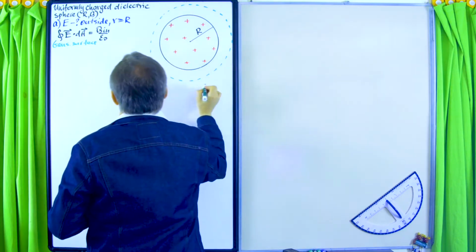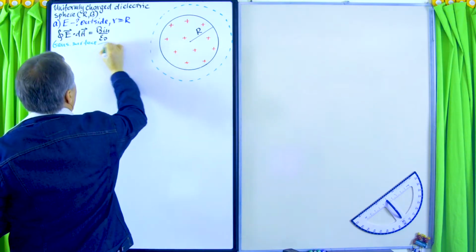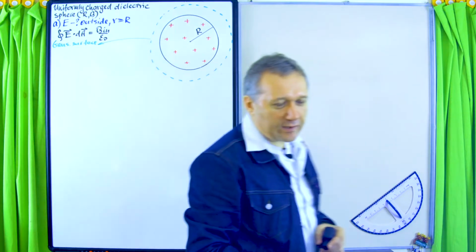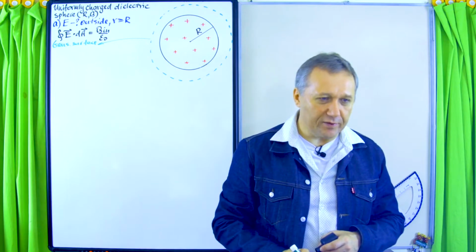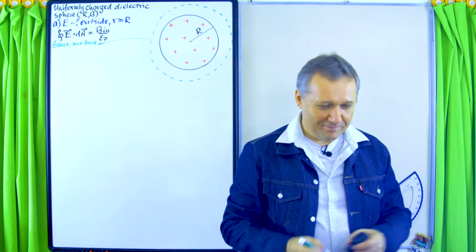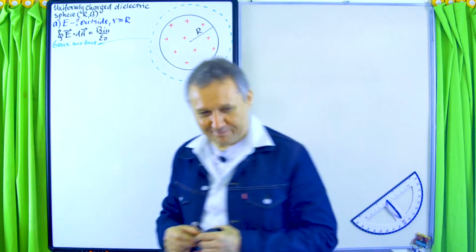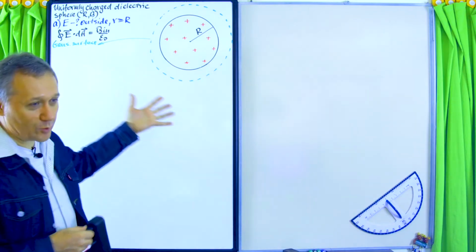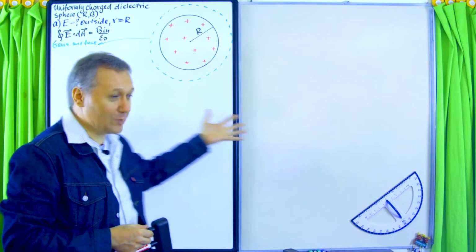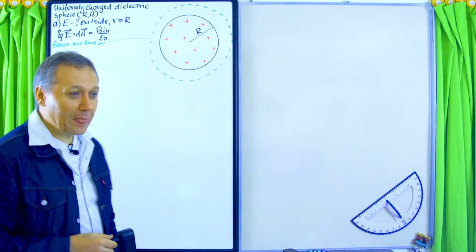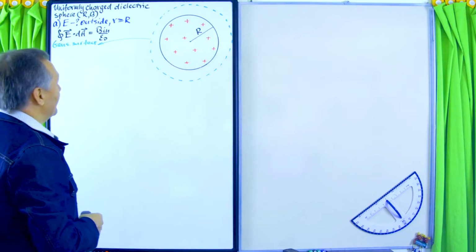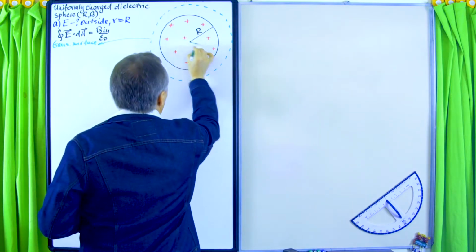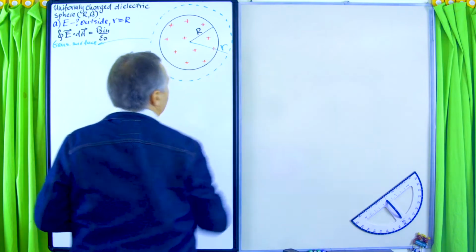So that's my Gaussian surface. Okay, it's slightly distorted, but it's a concentric sphere. I didn't graduate from an art school. I graduated from the physics department, so that's why it's slightly asymmetrical. But anyway, it has some radius r small.